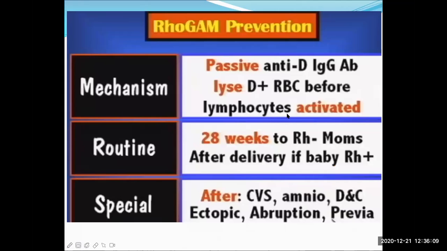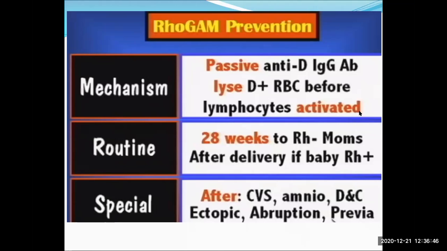Now, you see, we are coming towards the end, and at the end you have to take home messages from today's lecture. This is the mechanism of RhoGAM prevention. This is passive anti-D IgG antibody, which is given in the form of an injection known as RhoGAM. This will lyse the D positive or Rh positive RBC from the fetus before they can mount any reaction with the maternal lymphocyte. This is the important point.